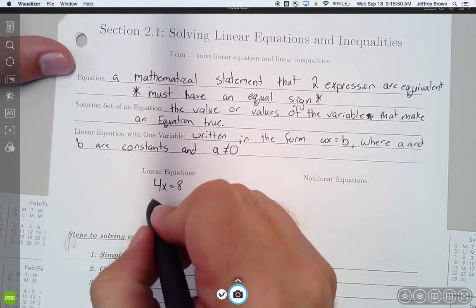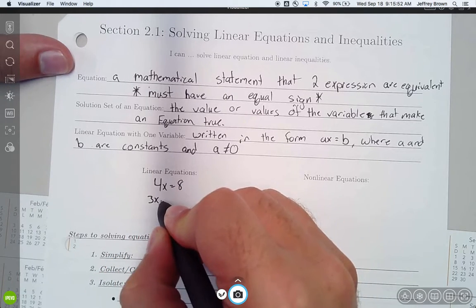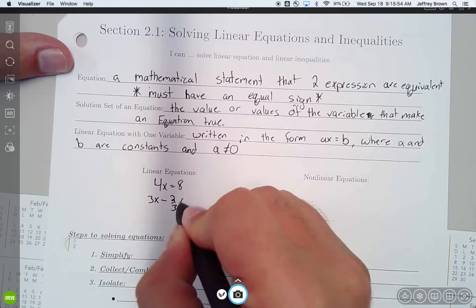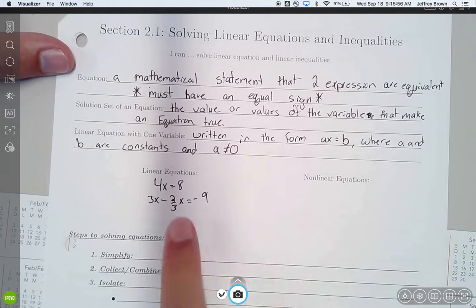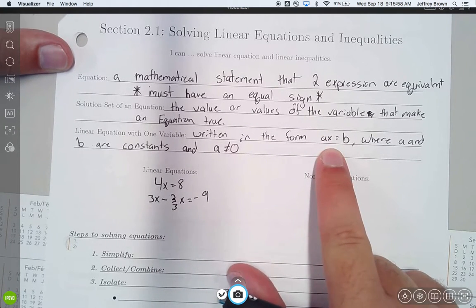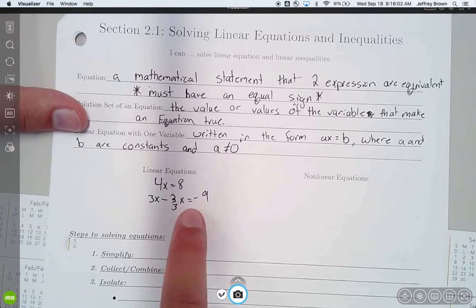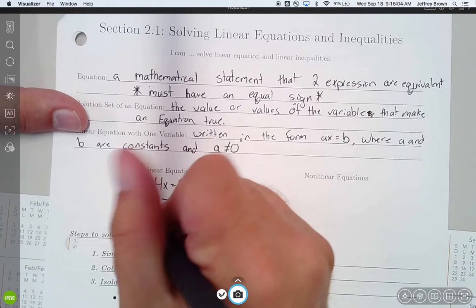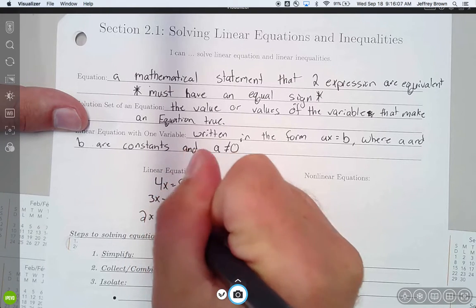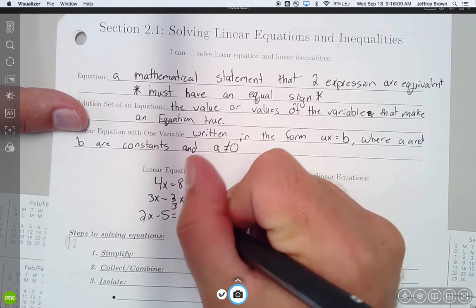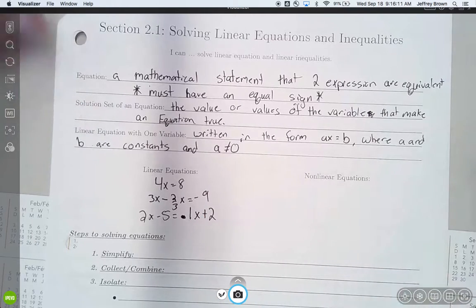As far as examples of linear equations, something like 4x is equal to 8 is a linear equation. Something a little more complicated, 3x minus 2/3 x equals -9. Now this technically isn't of the form ax equals b yet, but I could combine like terms and I would be in that form. So it doesn't have to start that way. As long as I can get it to that form, that would be fine. Same thing, I could have x's on both sides, so something like 2x is equal to 0.1x plus 2. Those are all things where I could get those x's together on the same side, so I have ax equals b.